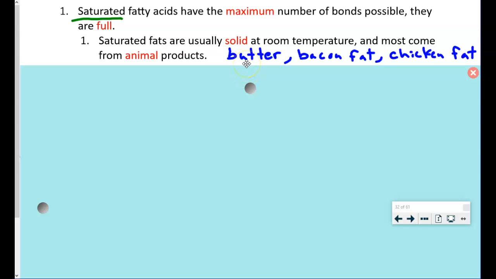So fats that you think of that are solid, like butter or bacon fat or chicken fat or a big piece of fat on a steak, all those kinds of animal fats that are solid at room temperature are saturated fats. Now, if you heat them up, they will melt into a liquid. That's true. But generally, if it's solid at room temperature, it is saturated fats. And they generally come from animals, like meat.